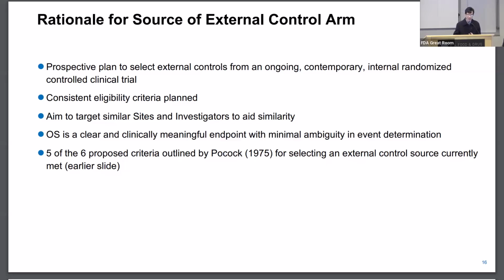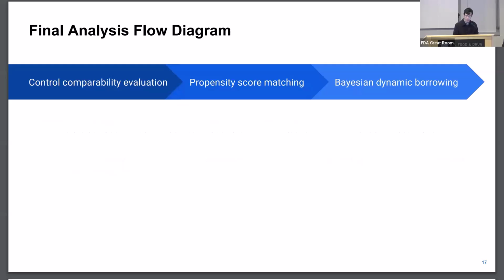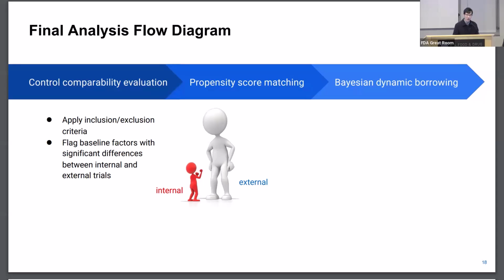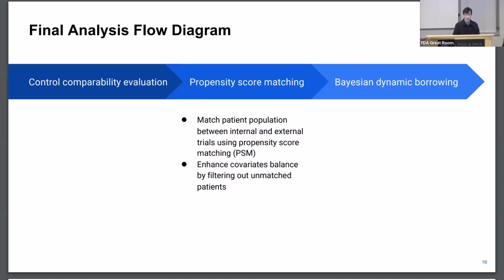So what does our analysis flow diagram look like? The first step is to look at control comparability evaluation by applying inclusion-exclusion criteria, as well as flagging baseline factors that have significant differences between internal and external trials. The next step was to utilize propensity score matching to match patients between internal and external control trials, which enhances the covariate balance between the two groups by filtering out unmatched patients.